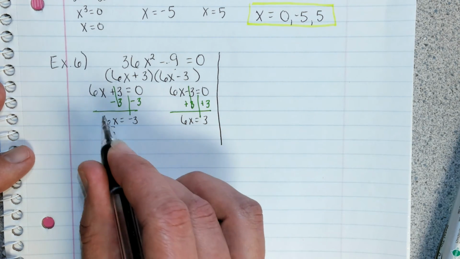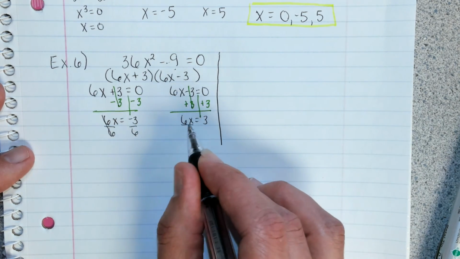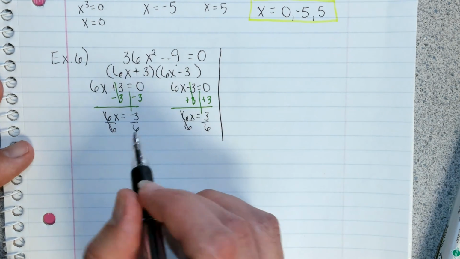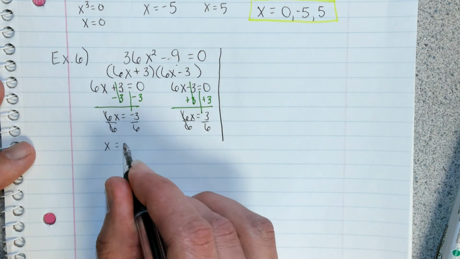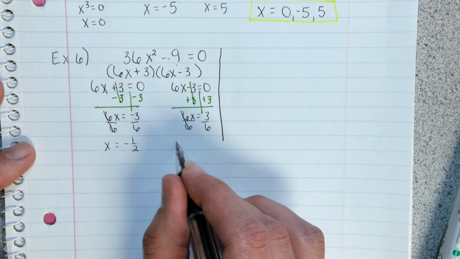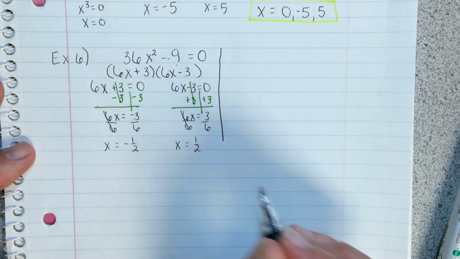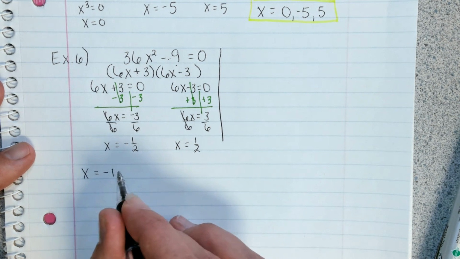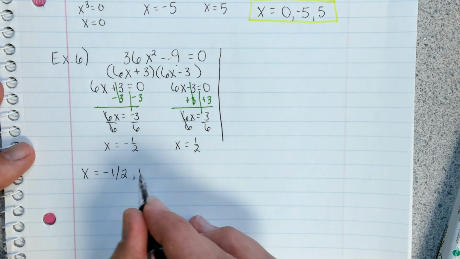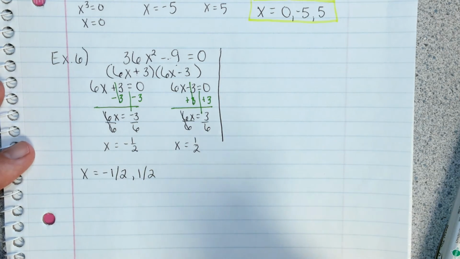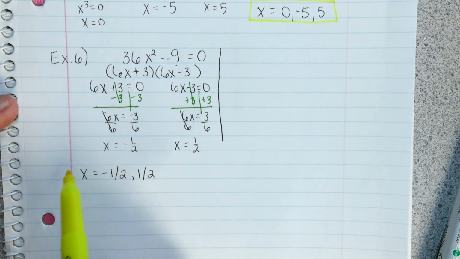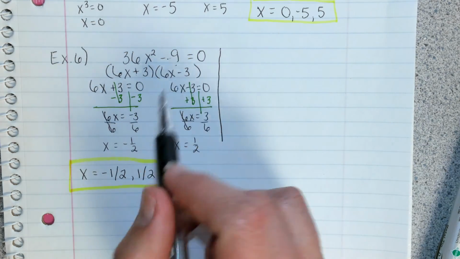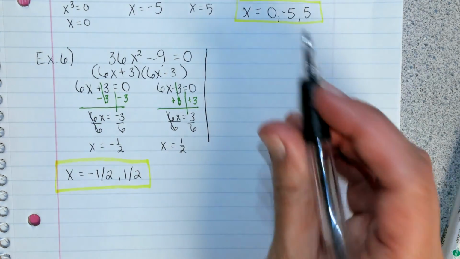Divide by 6. Divide by 6. Reduce. If I reduce this, I get negative 1/2. If I reduce this, I get a positive 1/2. Canvas will have you write it like this: negative 1/2, comma, 1/2. This is the correct answer, but if you didn't do it this way and you factored out a greatest common factor, it works too.